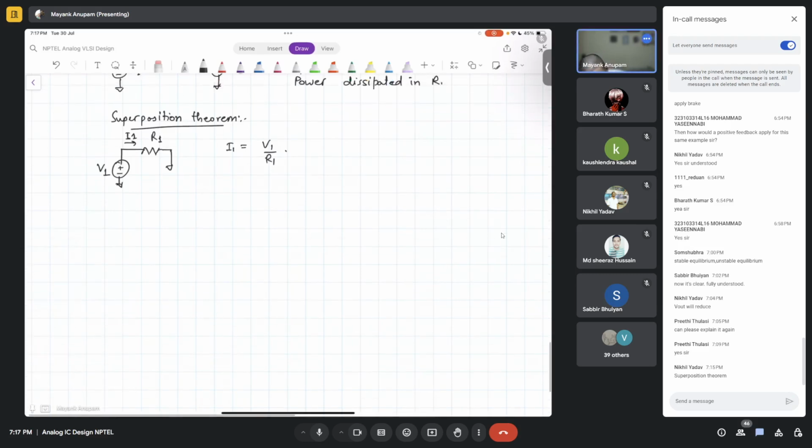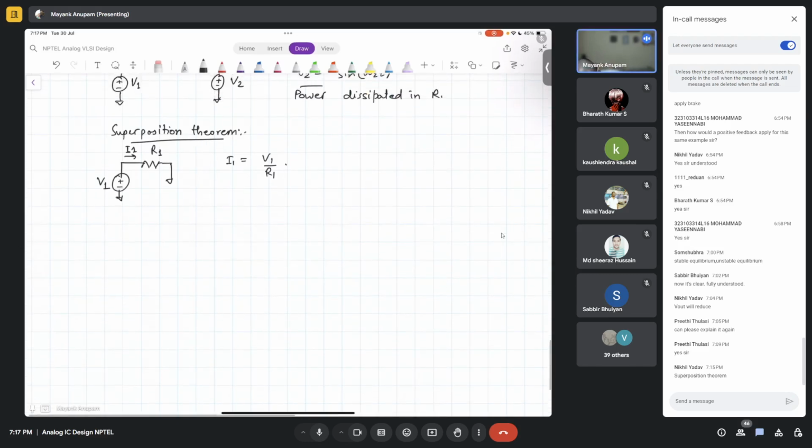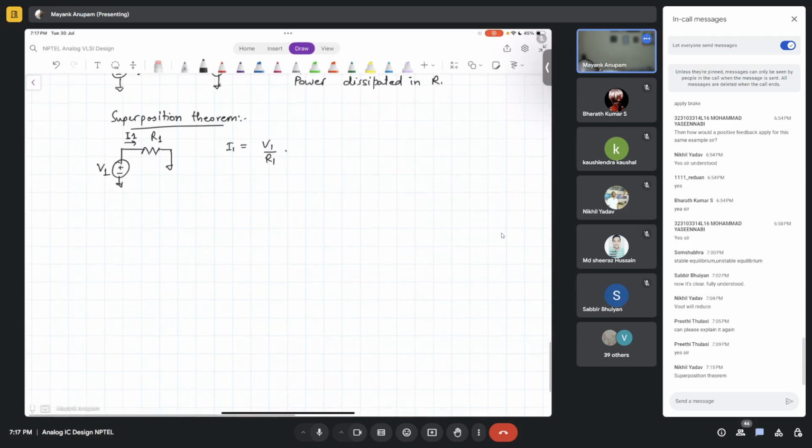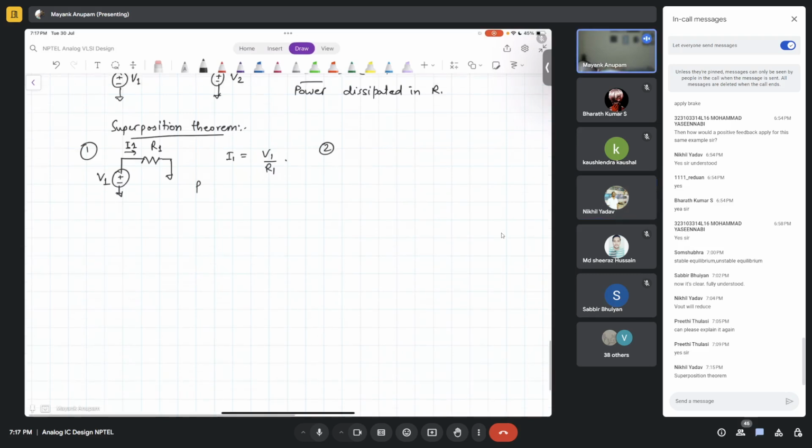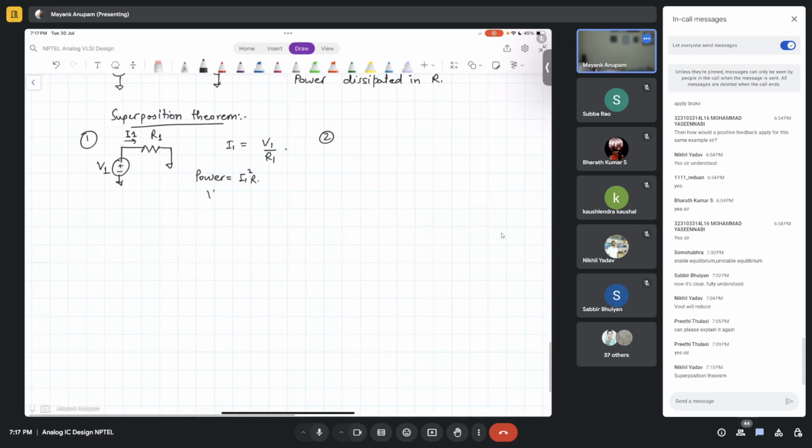Now what? So this is case number one, power one is equal to I1 square by R. Are you sure about it? It's actually I square R, right? So I1 square into R. Fine. So it's V1 square divided by R1. Correct?